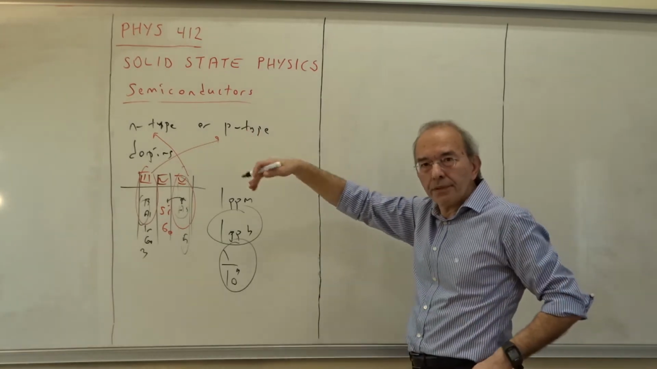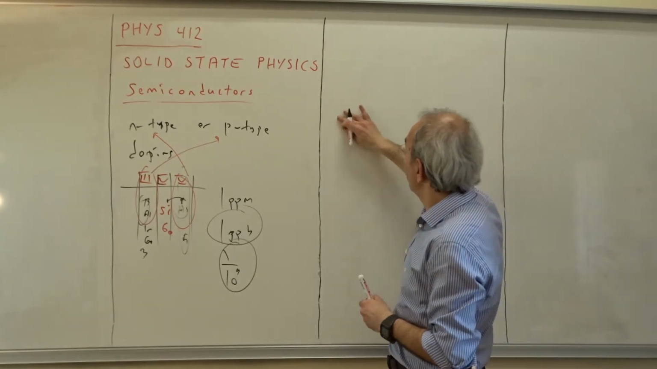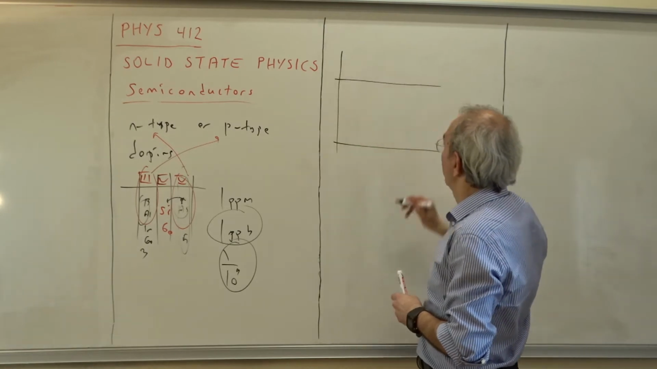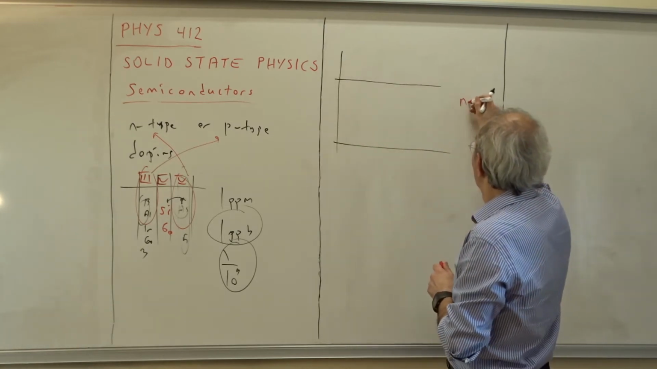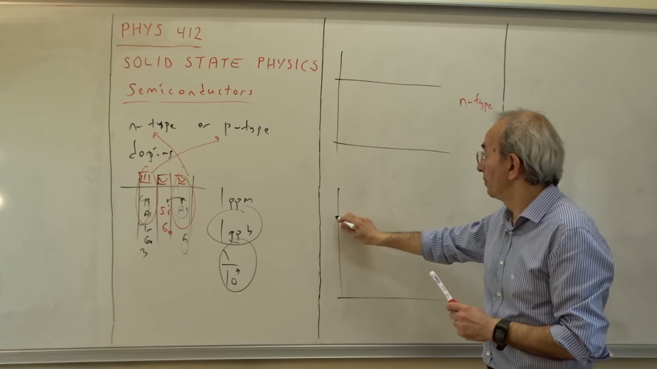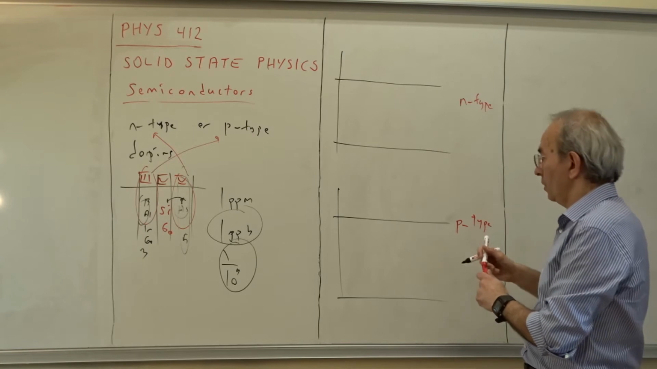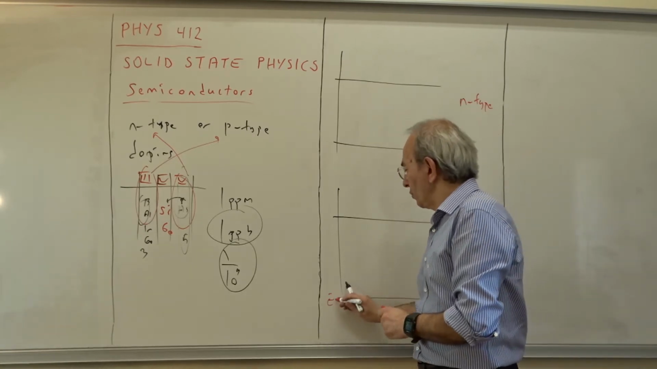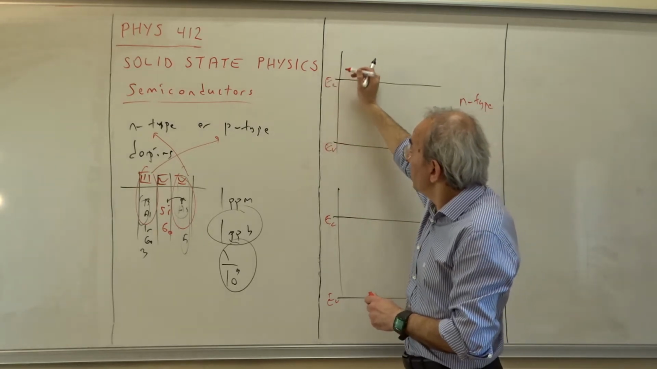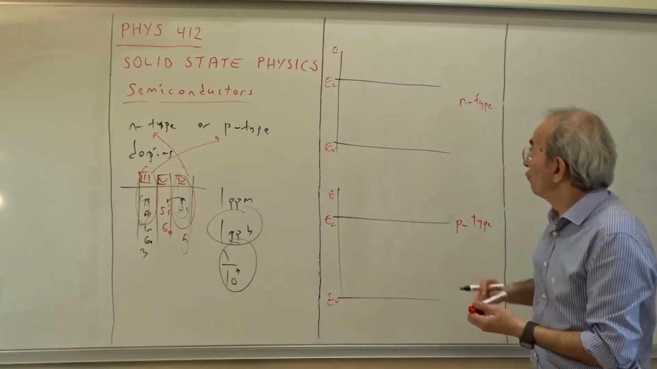For the case of N-type, remember the picture we had drawn. For example, N-type case was this, and that's for P-type. And in each case, of course, we have valence band edge, conduction band edge. Valence and conduction band edge is, of course, on the energy axis.